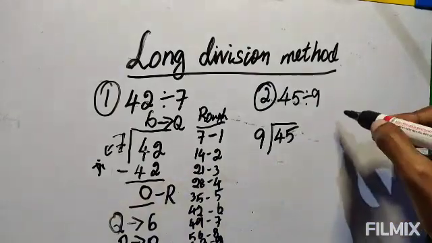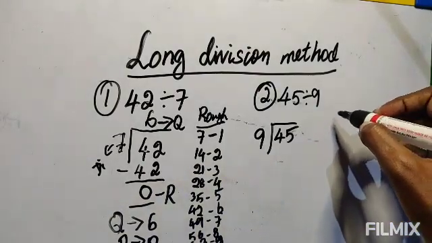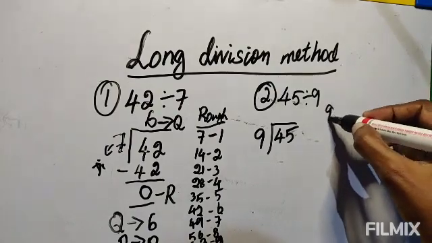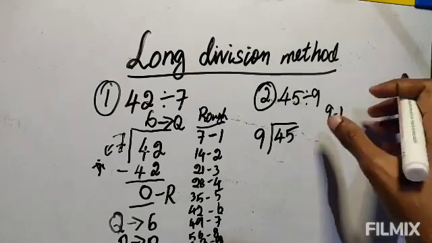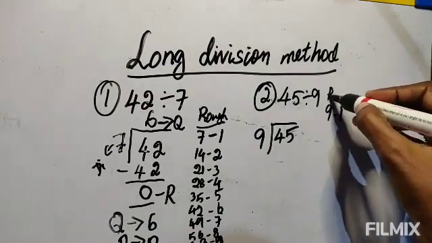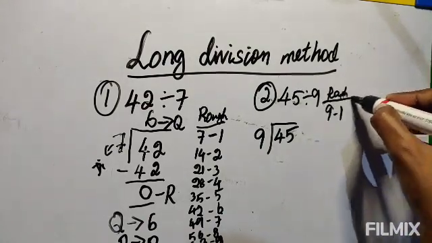45 divide by 9. Same way, let's write the table here. Shortcut: 9 ones are 9. This you have to write in the rough. There is no rough space, so I am writing here. You can write it in the rough.